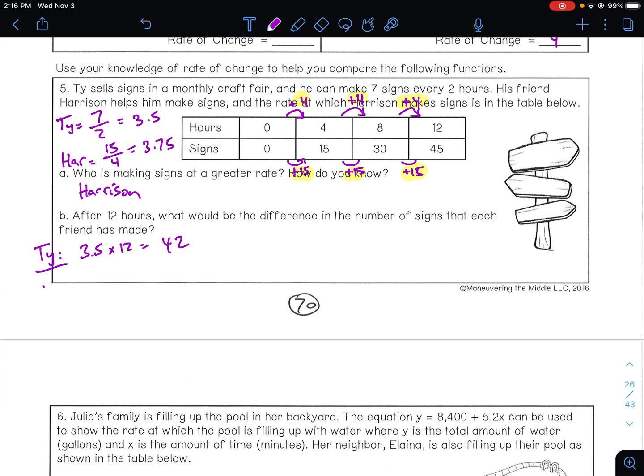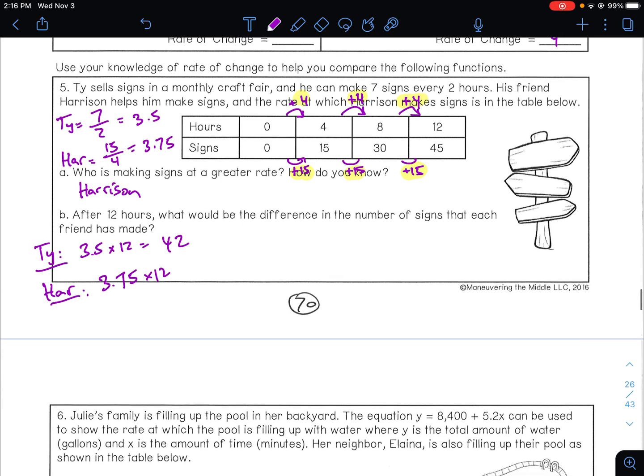And Harrison, he makes 3.75 signs times 12. I could have figured this out by doing 4 times 3, which means I multiply the top by 3 as well. But I didn't, so I'm going to do it this way. 3.75 signs per hour times 12 hours. He makes 45 signs.